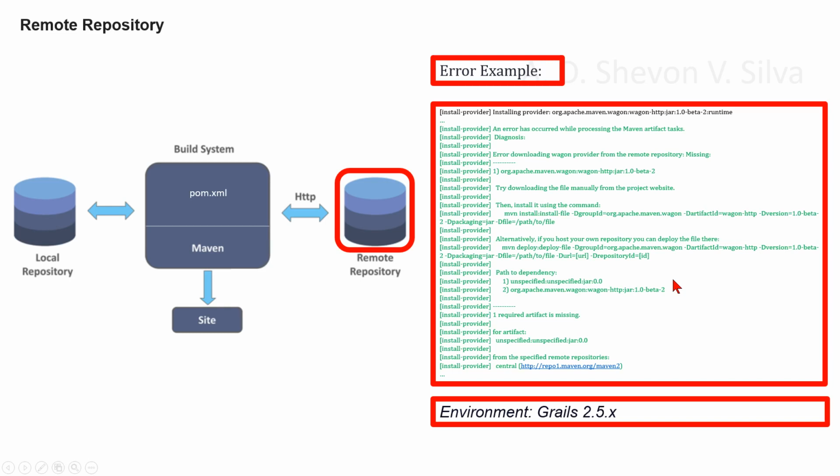As an error example, we can consider this one that occurred with the environment Grails 2.5.x. An error occurred while processing the Maven artifact task. Error downloading wagon provider from remote repository: missing org.apache.maven.wagon:wagon-http:jar:1.0-beta-2, etc.